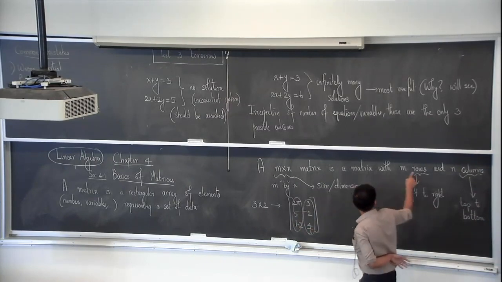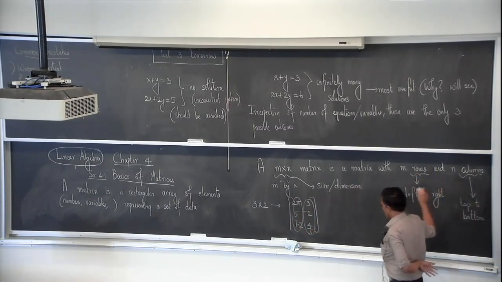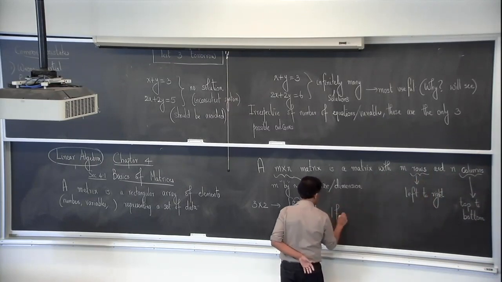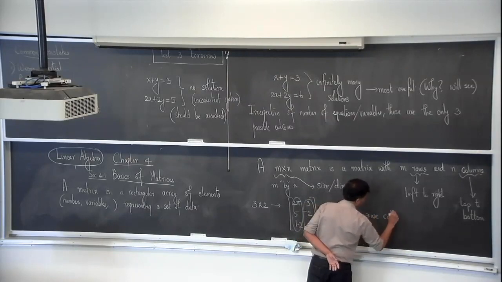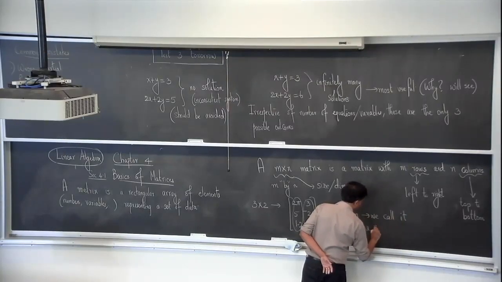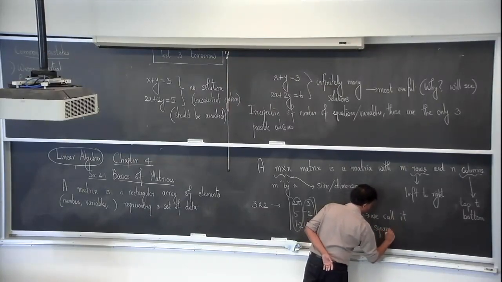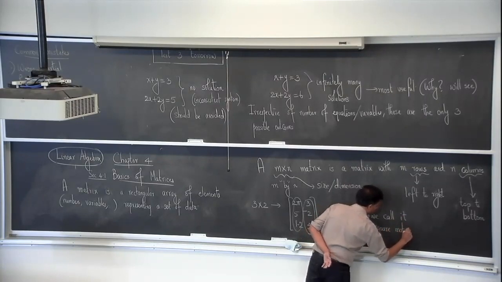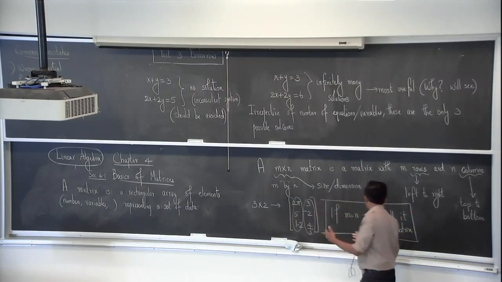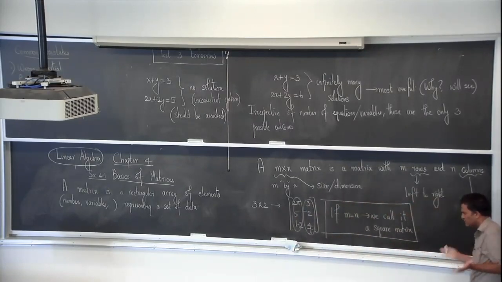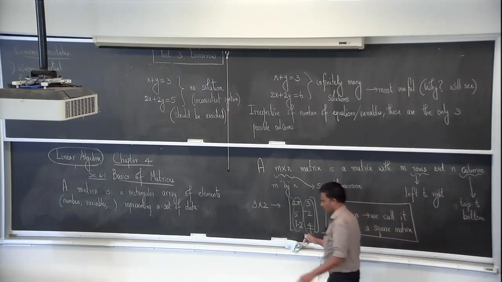If the number of rows and columns are the same, we call it a square matrix, for obvious reasons. So a 5 by 5 matrix will have 5 rows and 5 columns. That's a square matrix. Most of our calculations in our course would be with square matrices because they're convenient. Occasionally, we might get into non-square matrices.